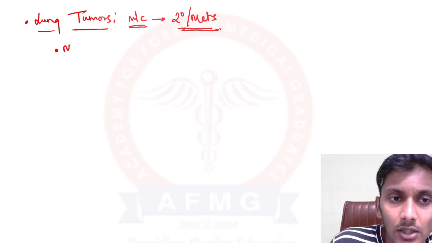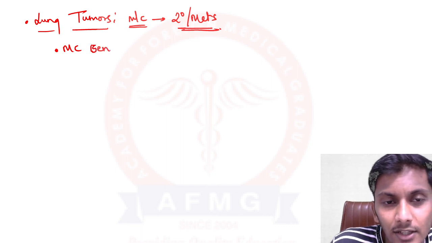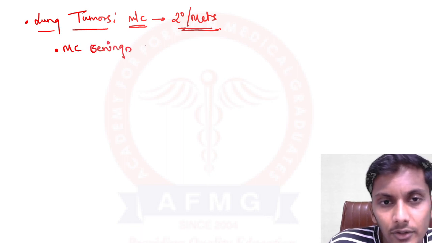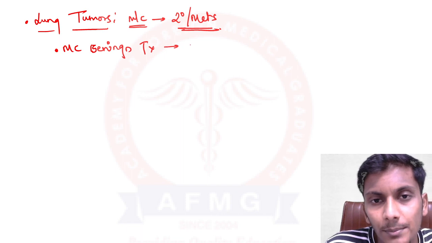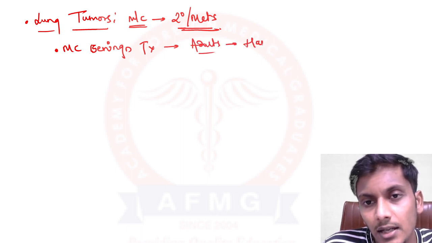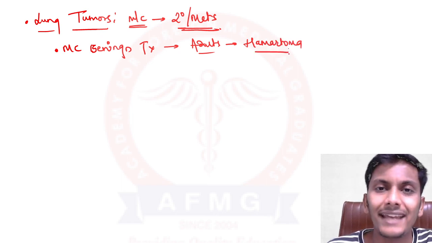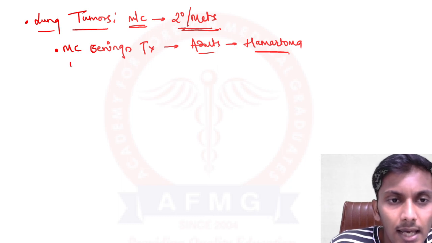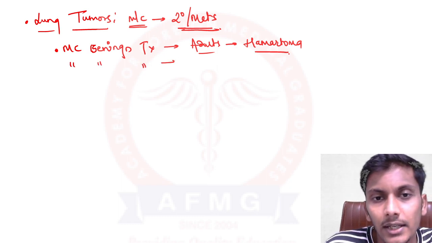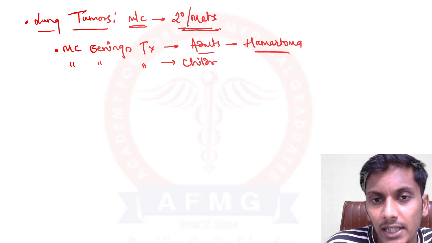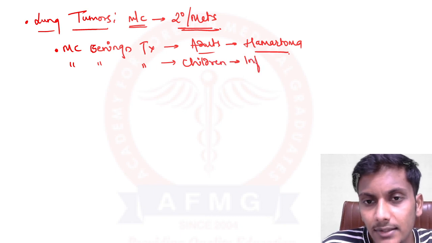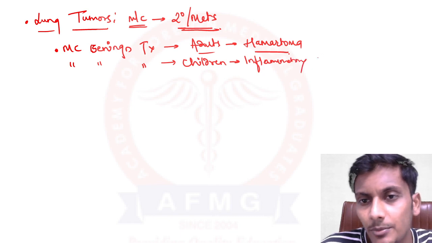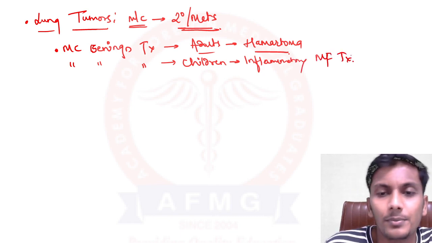If they ask the most common benign lung tumor in adults, then your answer would be hematoma. So please remember, the most common benign lung tumor in adults is hematoma, and the most common benign lung tumor in children is inflammatory myofibroblastic tumor. Okay, so please remember.